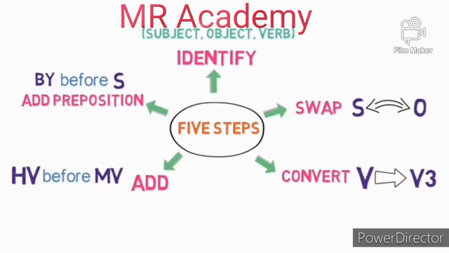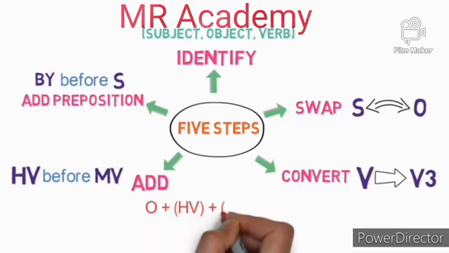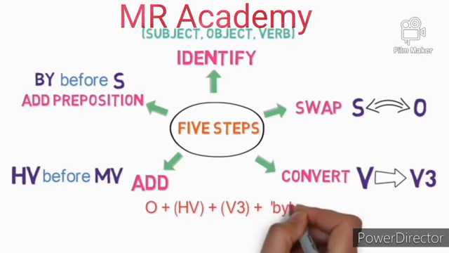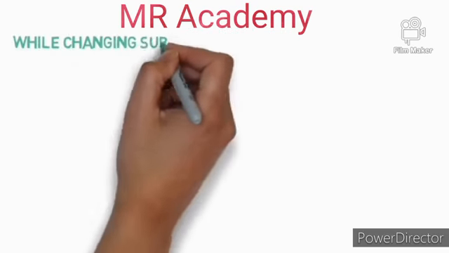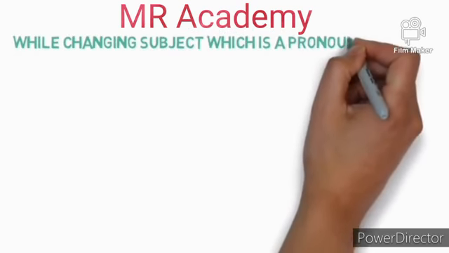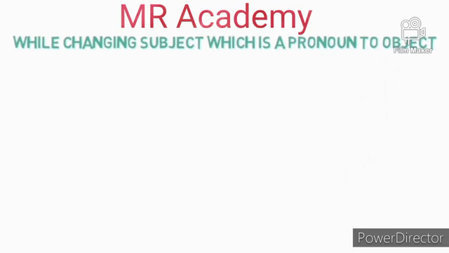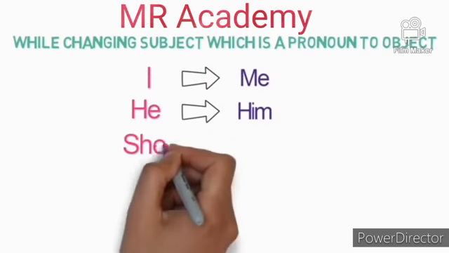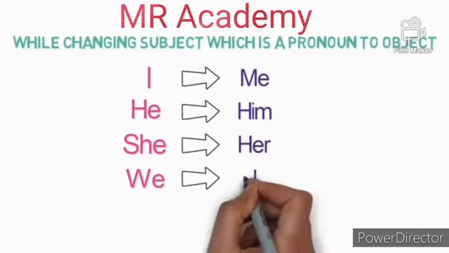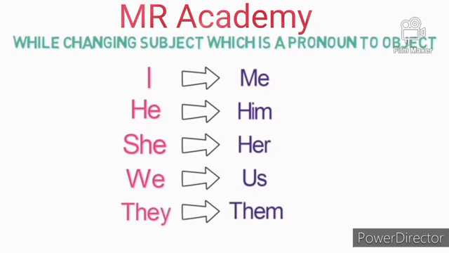At the end, the sentence structure of the passive voice is like object, helping verb, V3 form plus by with subject, right? There are 2 important things to be remembered here. Firstly, the pronoun change. So the conversion will be like this: I becomes me, he becomes him, she becomes her, we becomes us, they becomes them.